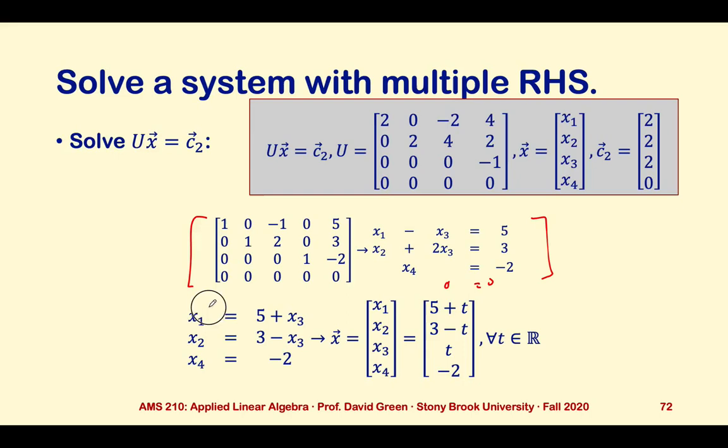We then isolate the pivots on one side, expressing them in terms of the free variable, which in this case is x3, and we can write this in parametric form, substituting that free variable with another symbol just to make things a little bit clearer. X equals x1, x2, x3, x4, equals 5 plus t, 3 minus t, t, and negative 2, where t can take on any real number.